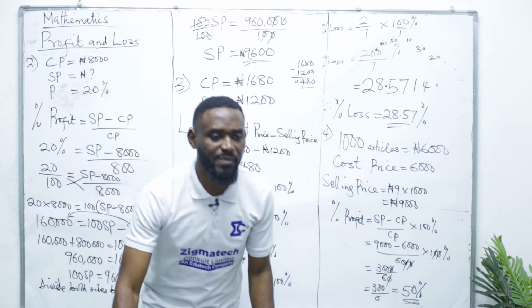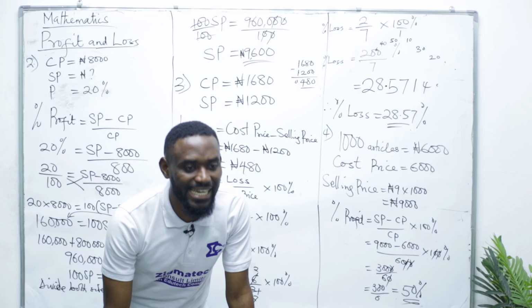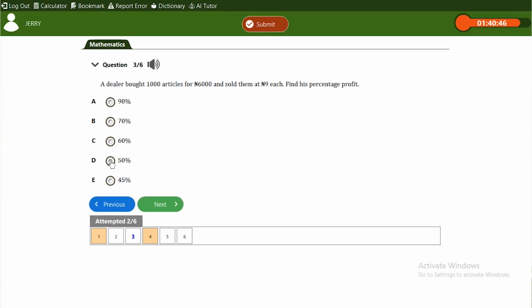So this person made 50% of the goods he bought. Remember, he bought that good for 6,000 naira and made a sale of 9,000 naira, meaning there is an additional 3,000 naira, which is half of the 6,000 naira that he bought the items for, meaning it is 50% profit, 50% profit that he made. Is that okay?